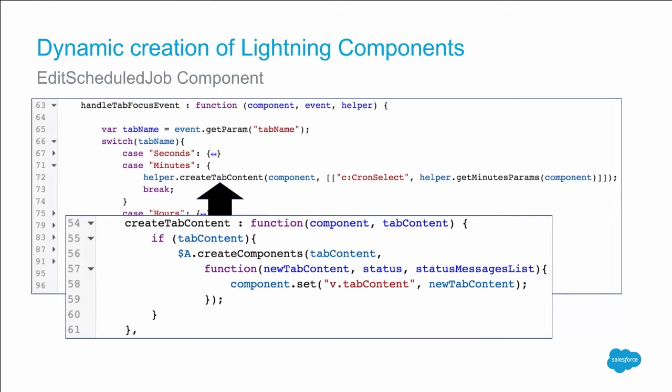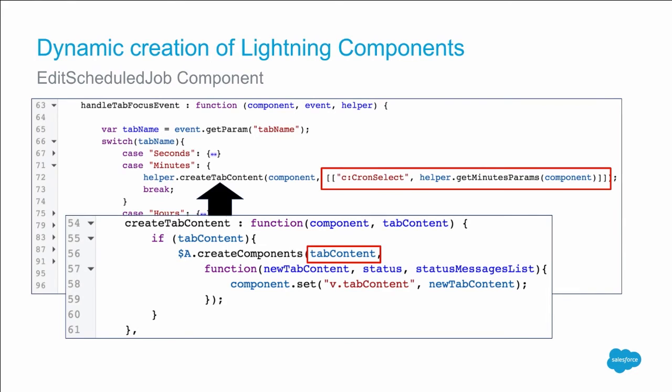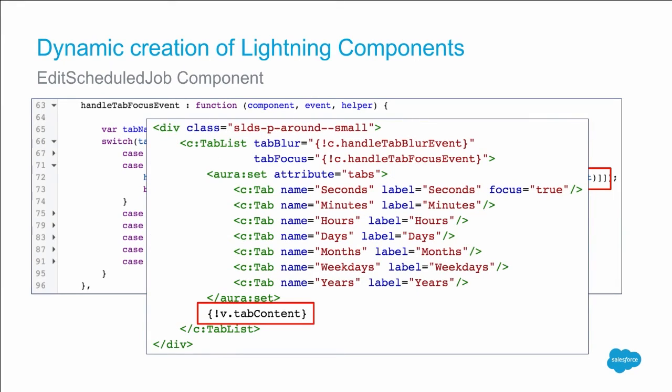And this is the method that actually implements that $A create components method that I was talking about in the previous slide. So what this is doing is it's taking the component that we want to create, in this case a cron select component. It's taking the attributes, that's all being passed in, and we then create it using this method, and we assign it to the variable which was tab content. And if you'll recall, it was that tab content which was being passed into the tab list as its body. So as we switch focus between each of those tabs, we're dynamically updating the content to reflect which expression builder we want to show.